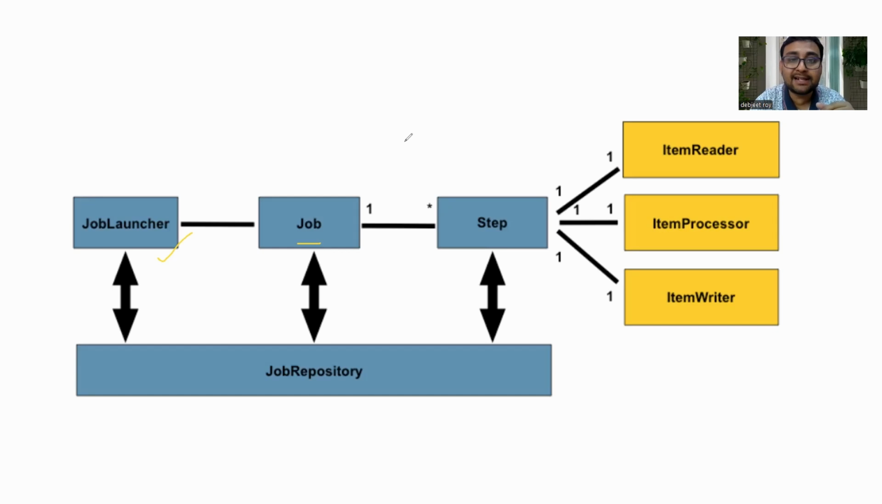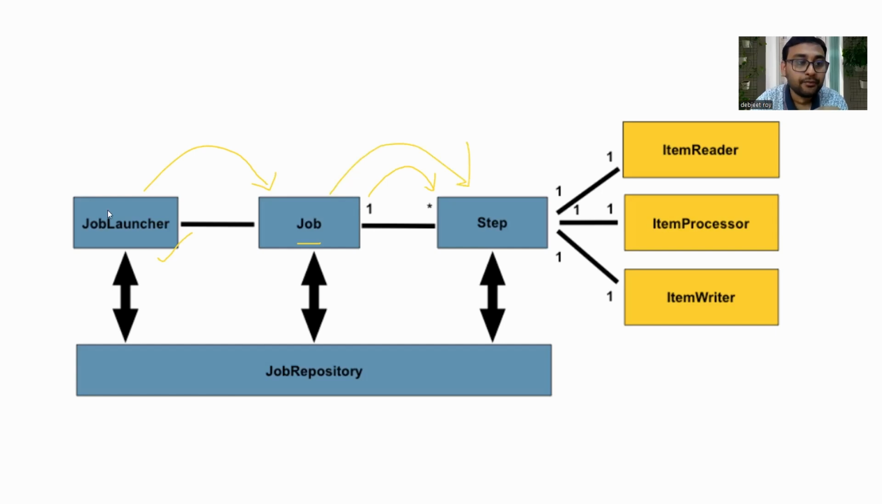Okay, so next comes step. So job will now call the step. There are three steps lying in between. Job repository will be common in all. Job launcher will launch the job. From here job will get launched, and from job internally it will call the step. So job can have n number of steps.